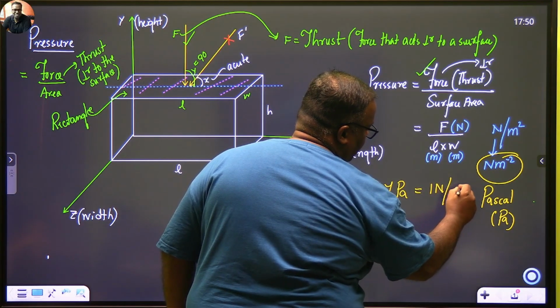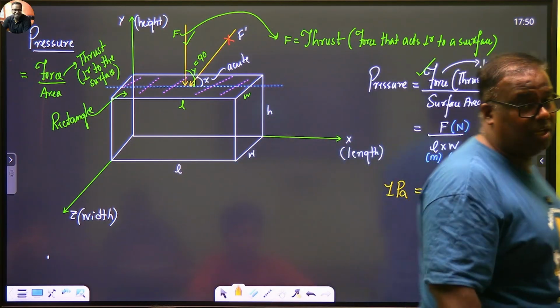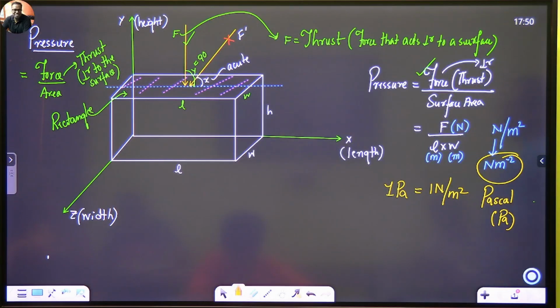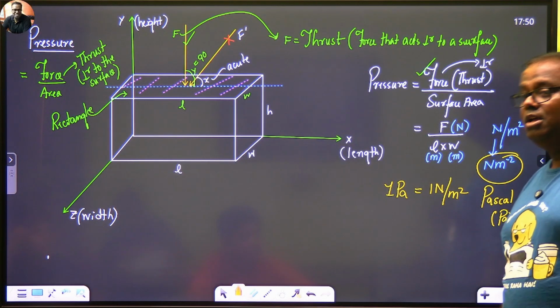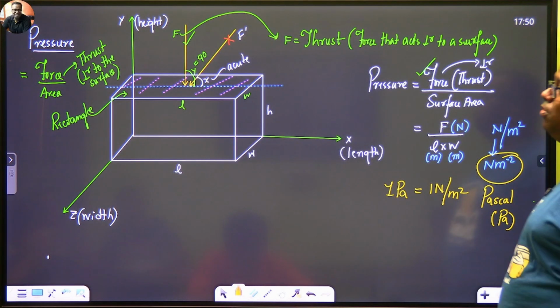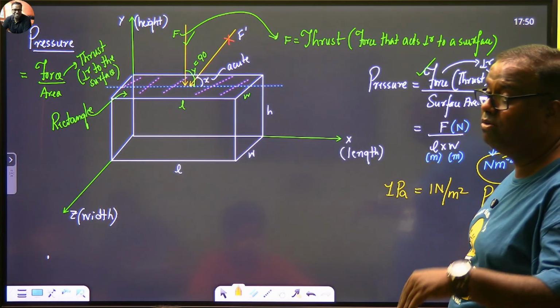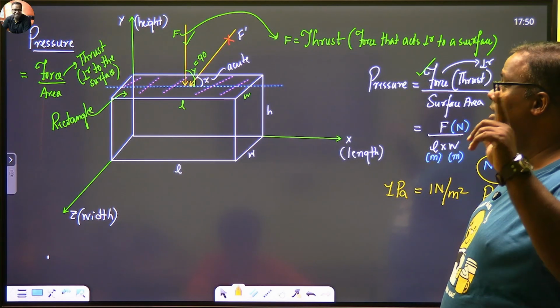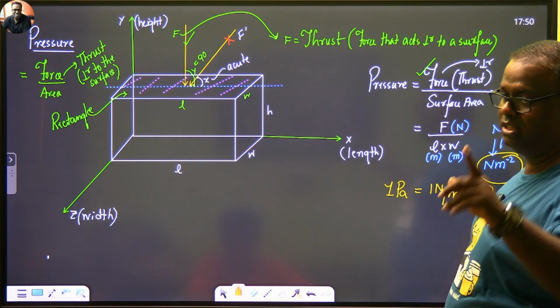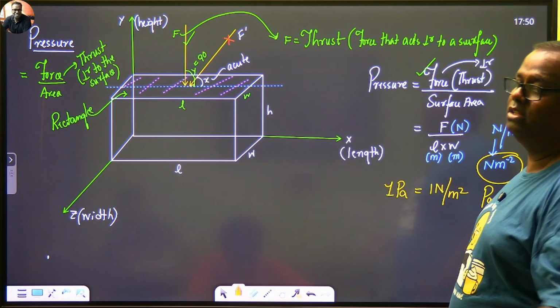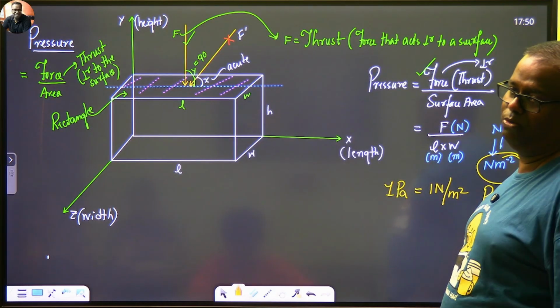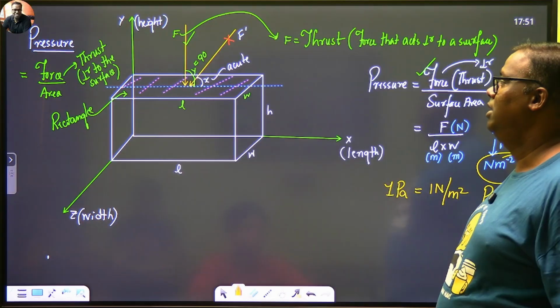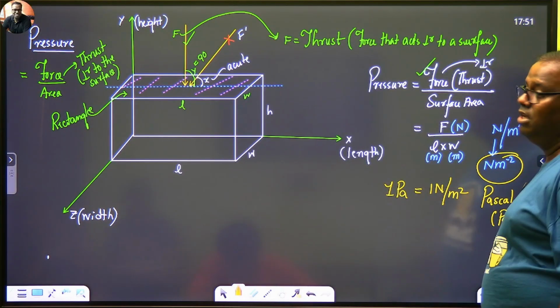Now, children, when we come across units, these are called derived units of any quantity, we are also expected to define the unit. So how do you define a Pascal? A Pascal can be defined as the pressure. 1 Pascal is the pressure exerted on a surface when a force of 1 Newton acts perpendicularly on a surface area of 1 meter square.